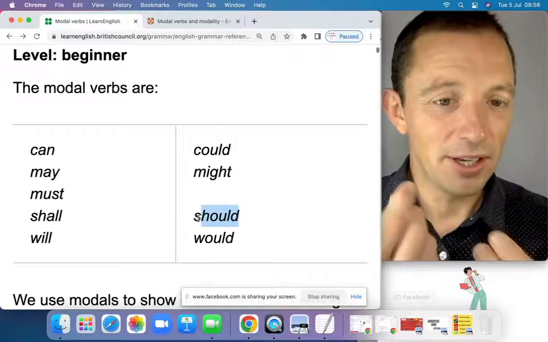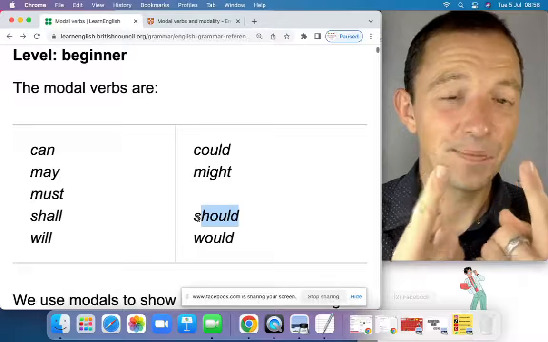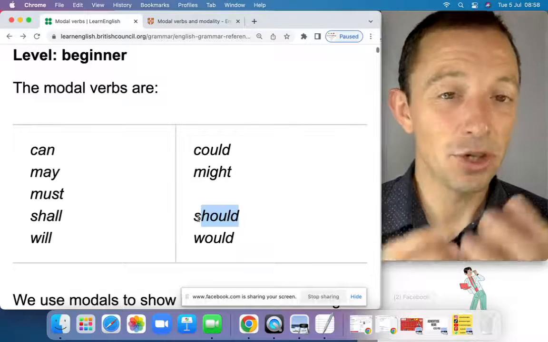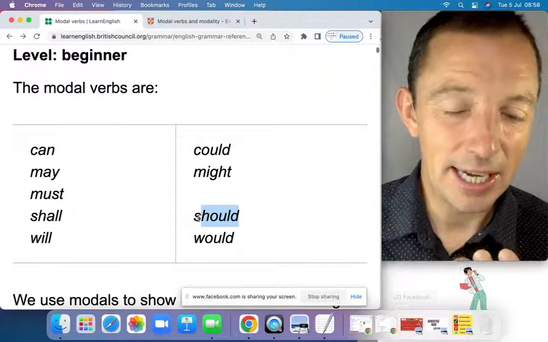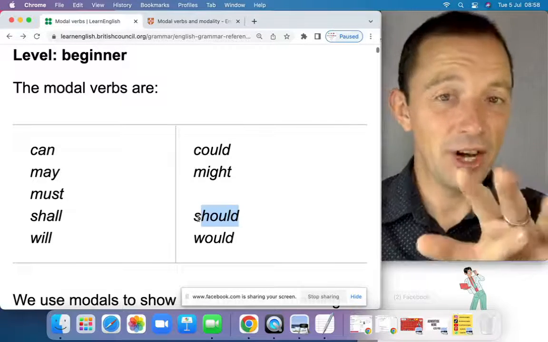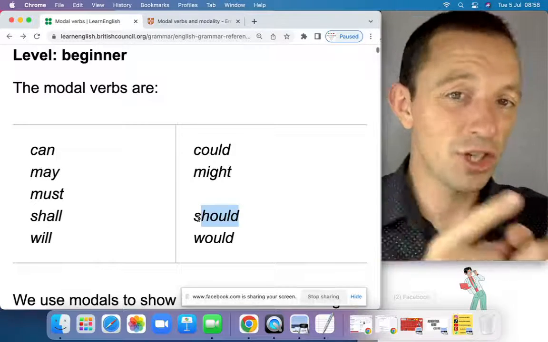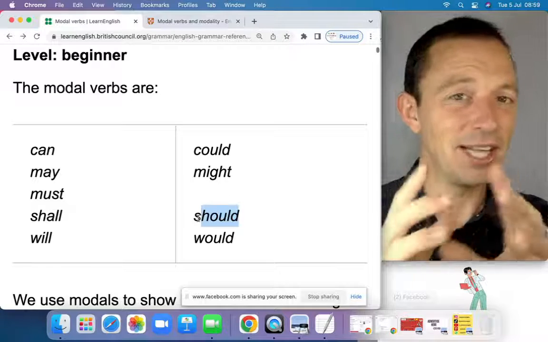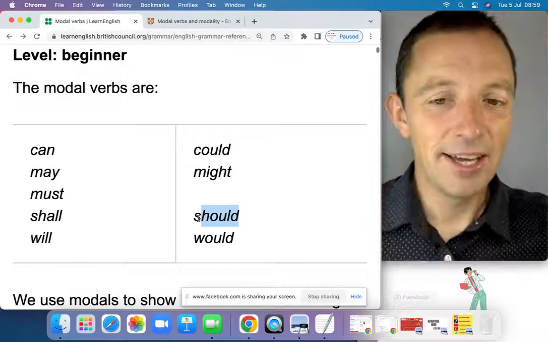So important because a parent advises the child all the time. Friends advise each other all the time. So should is massively important in English. The next context is recommendation. You should watch the movie. So it's very similar to advice. Advice and recommendation are very similar because they're more or less the same idea.